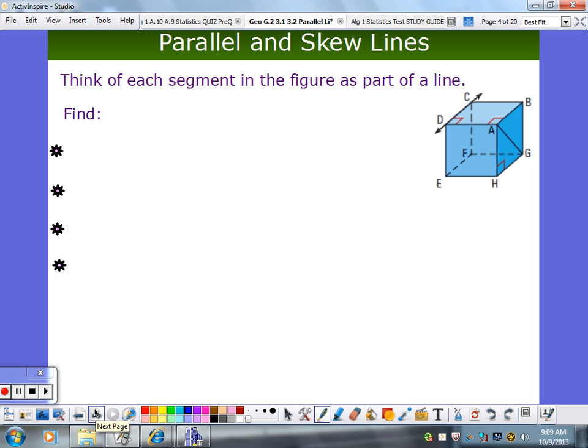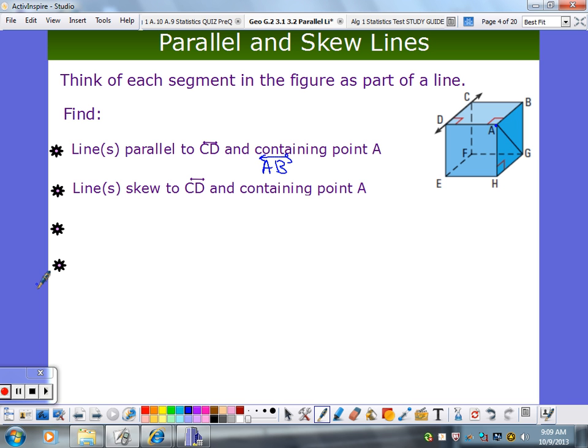Okay, so here we go. Think of each segment in the figure as part of a line. So I've got this cube figure. I don't know yet if it's a cube with all the sides equal, but they're showing me the right angles. So at a minimum, the faces are rectangles. What do we want to find? Can we find lines parallel to CD that contain point A? Yeah, Michelle. Line AB. How come? Here's point A. Because we see these 2 figures here, I know it's a rectangle. The opposite sides are going to be parallel.